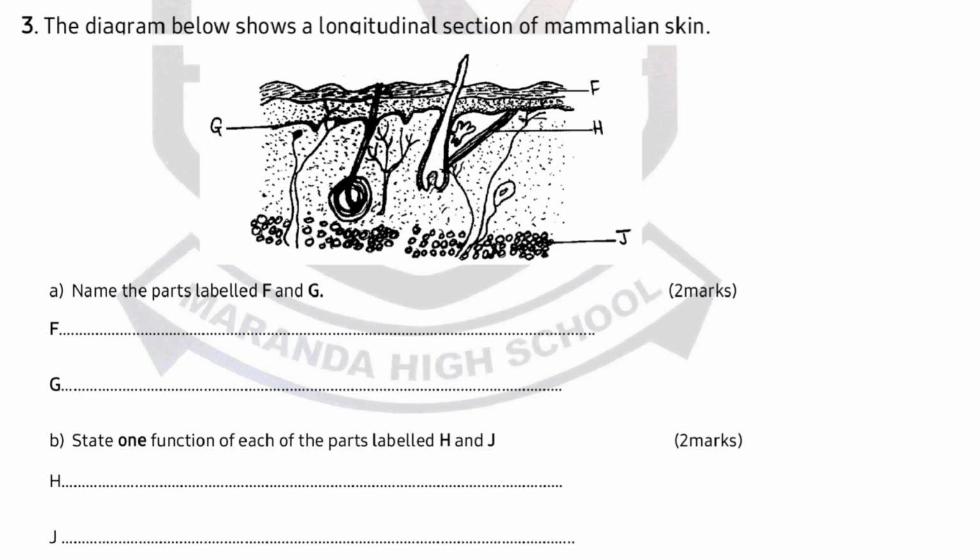Okay, before we do that, let's just briefly remind ourselves of the basic structure of the skin. So the skin is divided into 2 main layers. The upper layer is known as the epidermis. The lower layer is known as the dermis. Now the epidermis is further divided into 3 layers. The uppermost layer is known as the cornified layer, okay? And that is what we have here, represented as F.